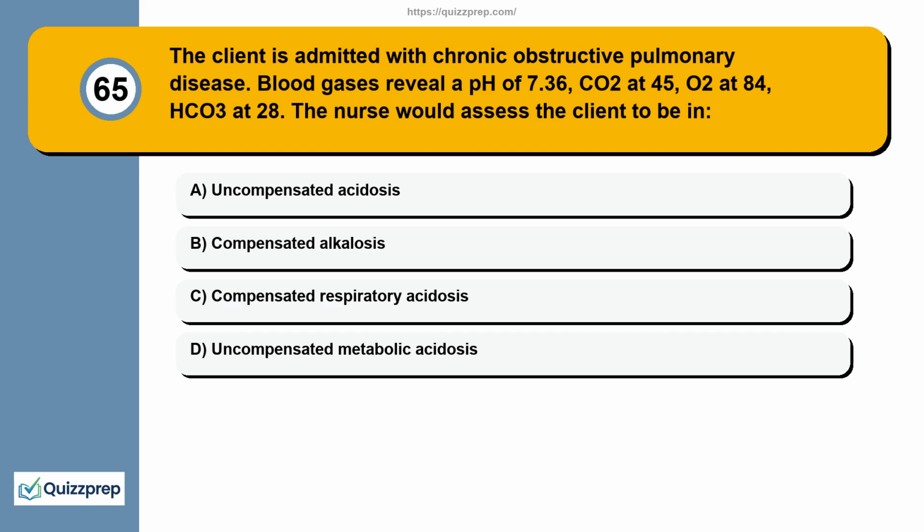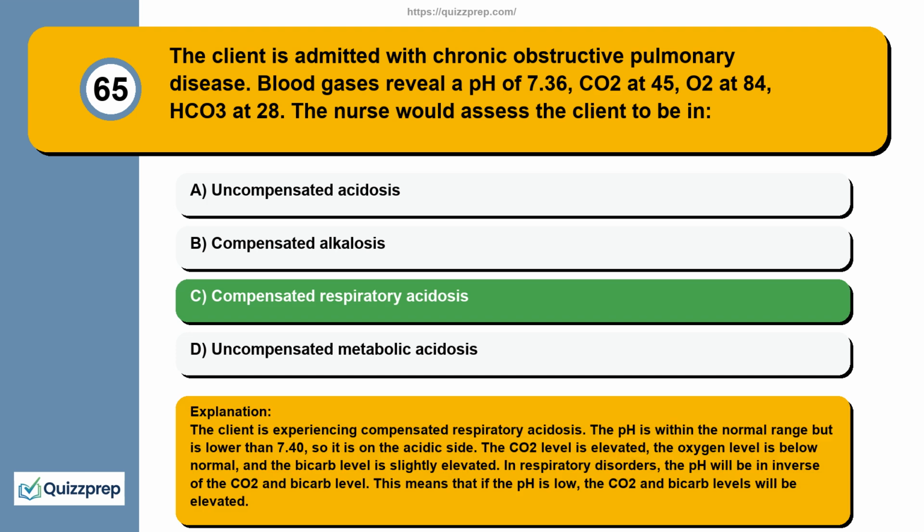Question 65. The client is admitted with chronic obstructive pulmonary disease. Blood gases reveal a pH of 7.36, CO2 at 45, O2 at 84, HCO3 at 28. The nurse would assess the client to be in uncompensated acidosis, compensated alkalosis, compensated respiratory acidosis, uncompensated metabolic acidosis. The client is experiencing compensated respiratory acidosis.